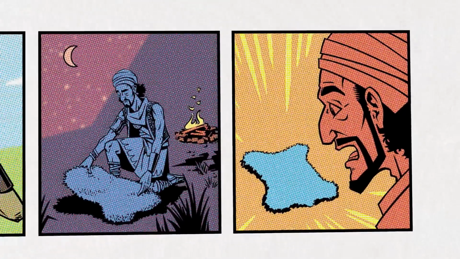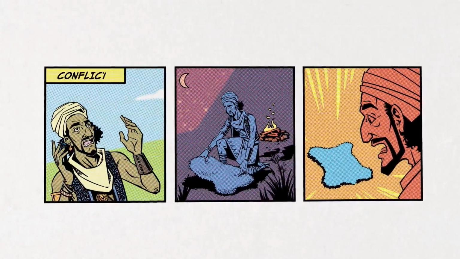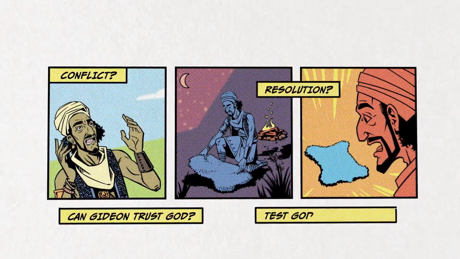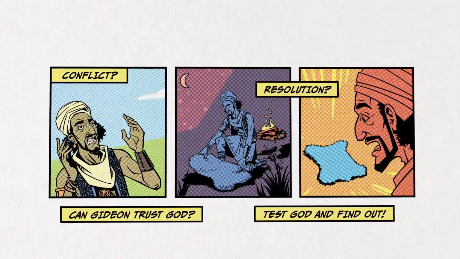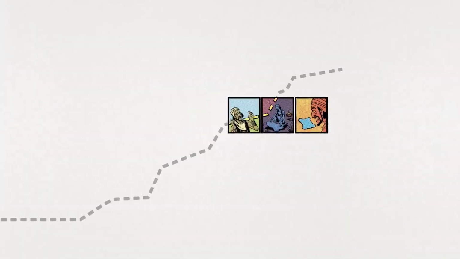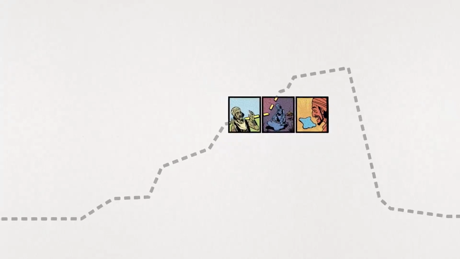Now, if you look at this scene just by itself, what is the conflict? How can Gideon know if he'll succeed? And the resolution? Test God, ask for a sign, and find out. Yeah, and that's how many people actually read this story, and it totally misses the point, because it's ignoring the larger plot line. Really? Yeah, so let's start from the beginning.